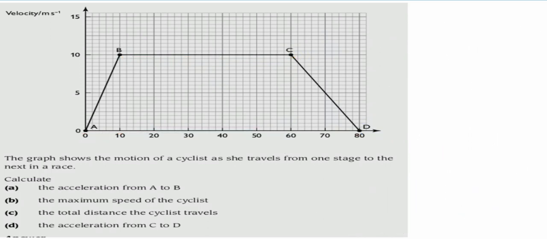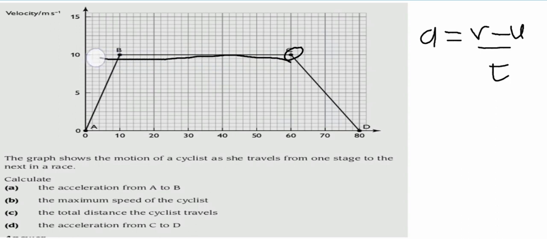Similarly, we are going to use the same formula for acceleration, but what is going to change here is the final velocity and also the initial velocity. Over time, the initial velocity is just going to be this one, starting from C. So the initial velocity is this one here, which is 10.